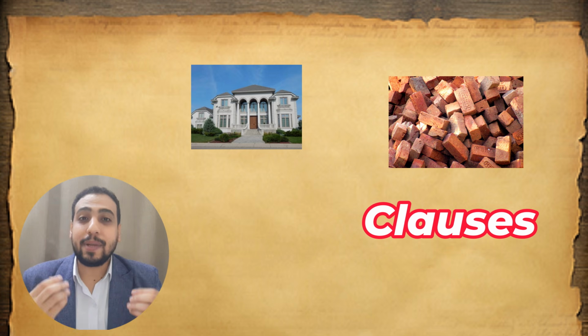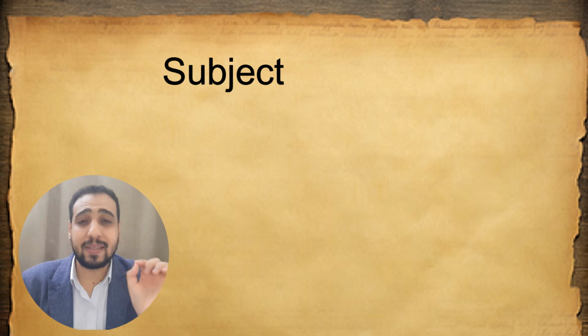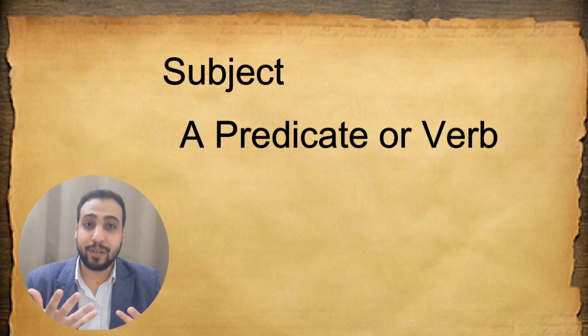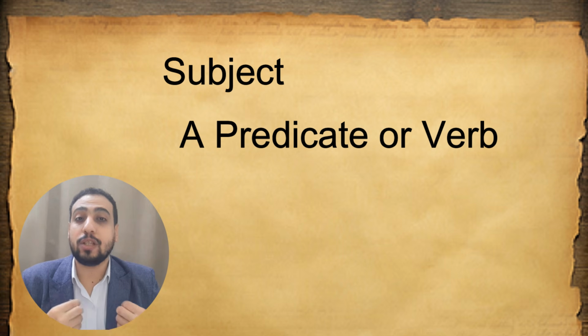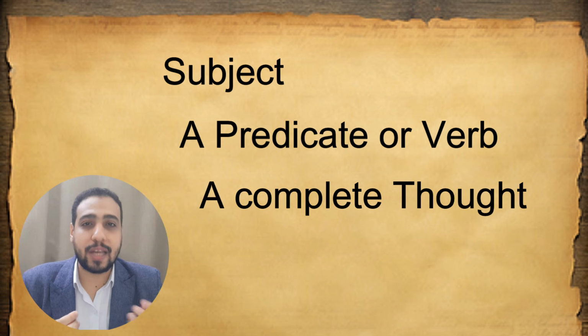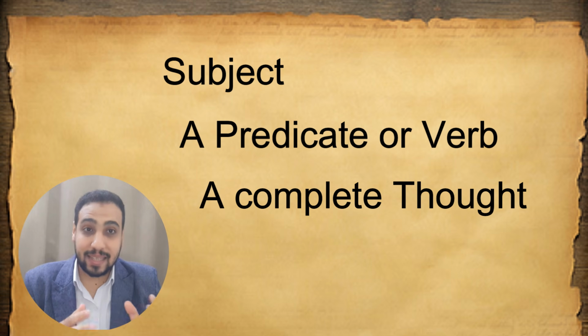To write a complete sentence, you need three things. First, a subject. That's who or what the sentence is about. Second, a predicate or verb. That's what the subject does or is. And most importantly, it must express a complete thought. If you can put a period at the end and it makes sense by itself, it's a complete sentence.